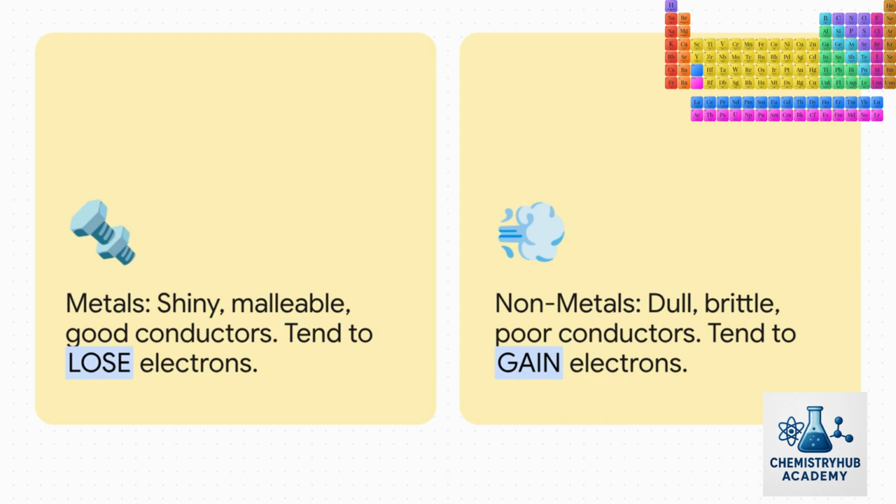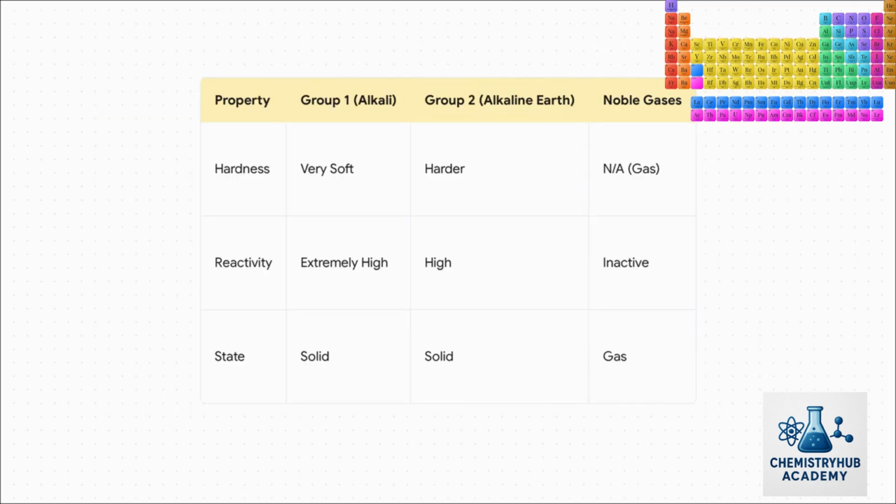Nonmetals, over on the right, are basically the polar opposite. They're often dull, they're brittle if they're solid, and they are terrible conductors. Their life's mission? To grab electrons. And this is where you really start to see those family resemblances we talked about. Take the alkali metals in group 1. They are all incredibly soft and ridiculously reactive. Their next-door neighbors in group 2, the alkaline earth metals, are pretty similar, just a little bit harder and maybe a notch less reactive. Then you go all the way to the other side of the table, and you find the noble gases. They're all gases, and they have absolutely zero interest in reacting with anything.